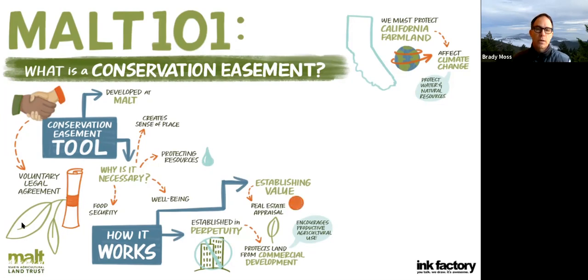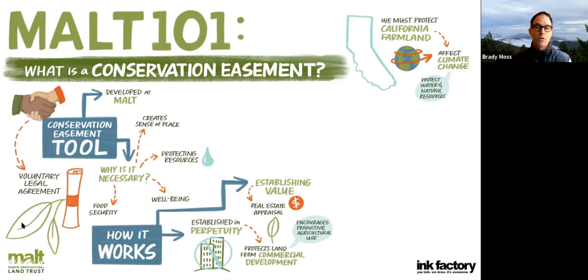And once the conservation easement transaction closes and the landowner is compensated and MALT owns a conservation easement on the land, then MALT assumes an obligation to monitor and manage that conservation easement in perpetuity.